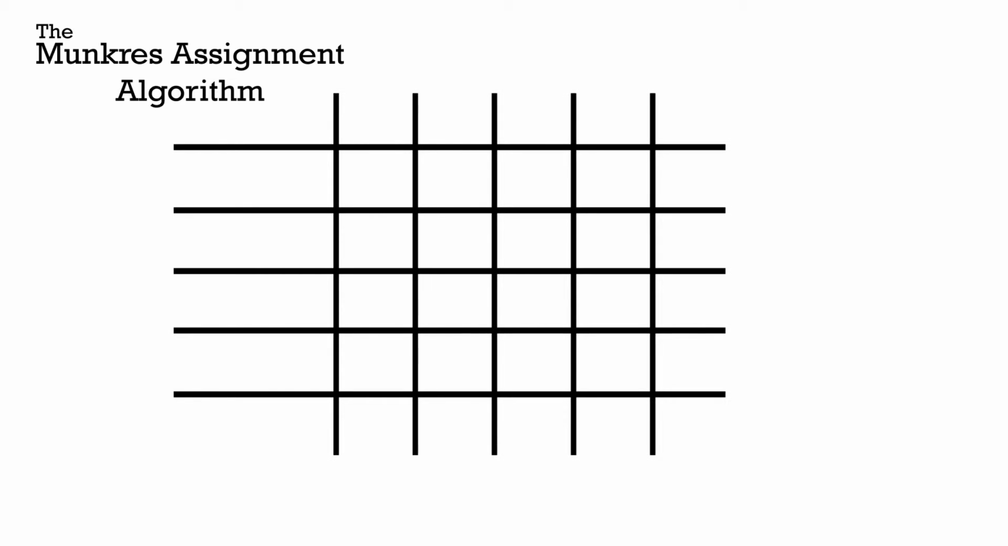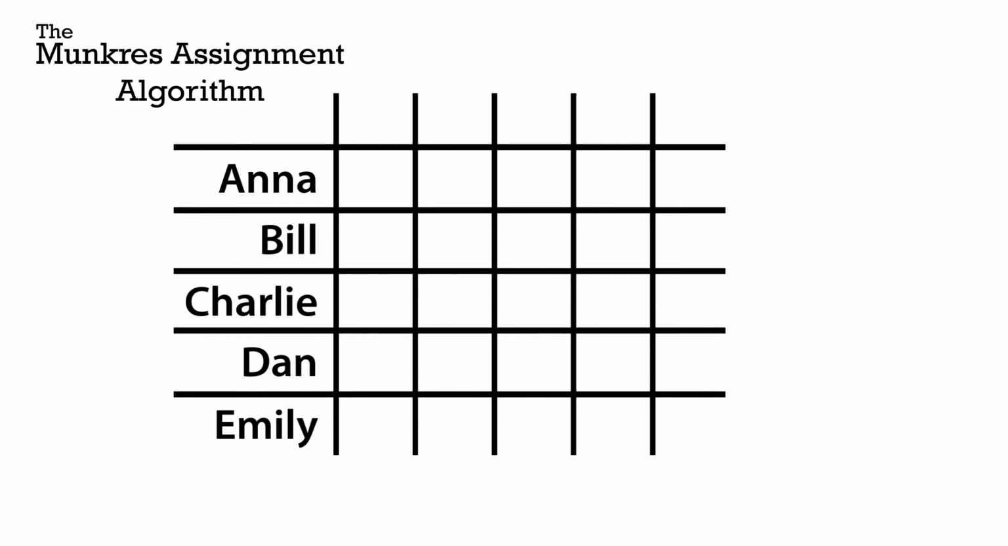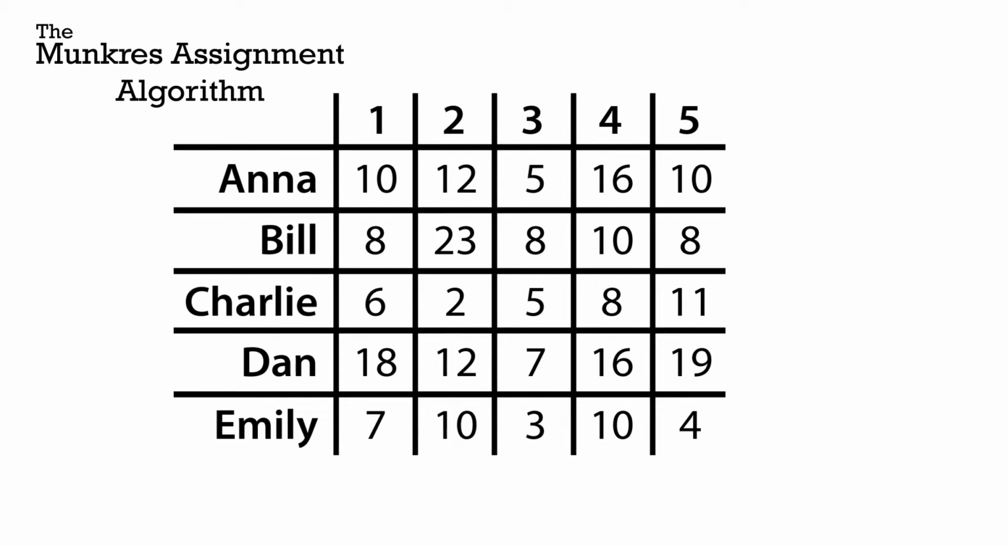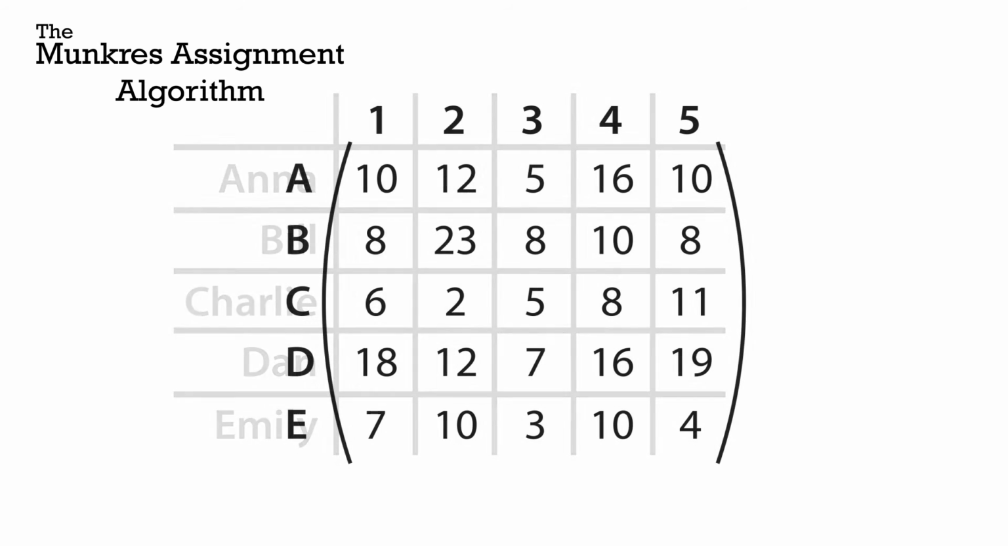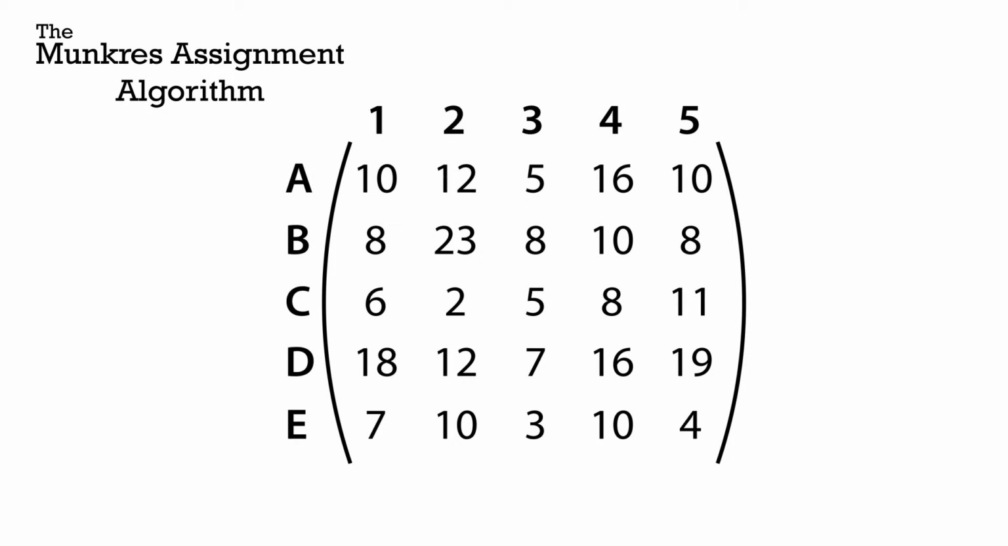We'll show how the algorithm actually works with an example. Let's say we have 5 people: Anna, Bill, Charlie, Dan, and Emily, and 5 jobs, which we'll creatively call Job 1, Job 2, Job 3, Job 4, and Job 5. We also have a cost associated with each person taking each job. We want to assign each person to their own job, so we have the lowest possible total cost. The first step is to put our example into a square matrix. So here's the matrix representation of our people and jobs.